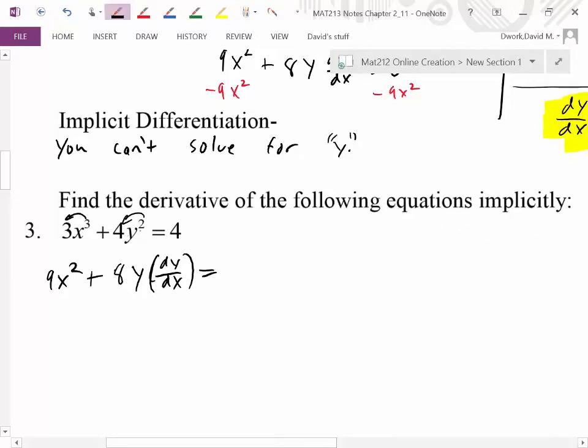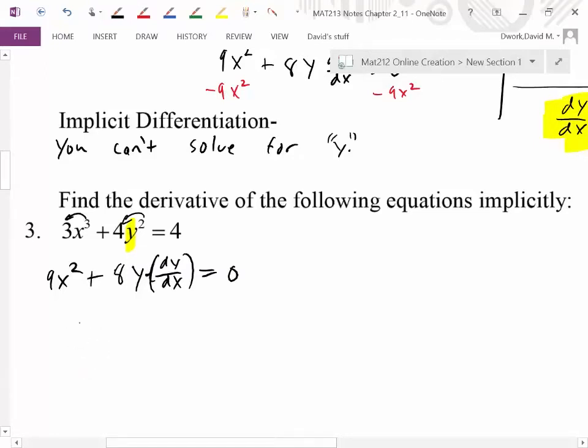We did here the derivative of 4y squared. So we have chain rule. The 2 comes out to the front and then leave the junk alone, times the derivative of the junk. In this case, the junk is y, so the derivative of y is dy/dx. I hope that helps. Now, the derivative of 4 is 0. So now the next step, you must solve for dy/dx, because that's how we write derivatives. It's always y prime or dy/dx equals. So solve for dy/dx.